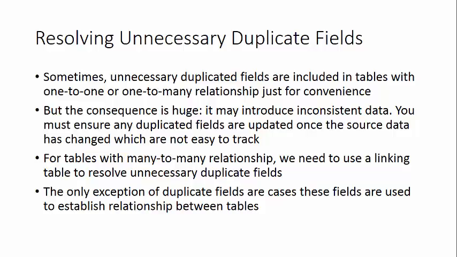In most cases, there's no automatic way to update those duplicated columns in other tables, which actually creates inconsistent data. For fields with a many-to-many relationship, we need to use a linking table to solve the unnecessary duplicate fields. And the only exception of duplicate fields is cases where these fields are used to establish relationships between tables, and sometimes those are the foreign key in a particular table.